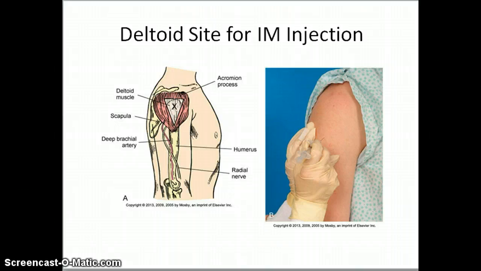You can also locate the site by placing 4 fingers across the deltoid muscle with the top finger along the acromion process.